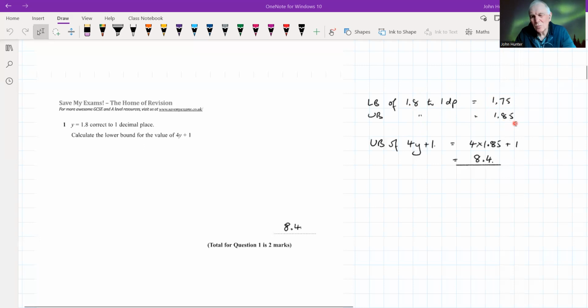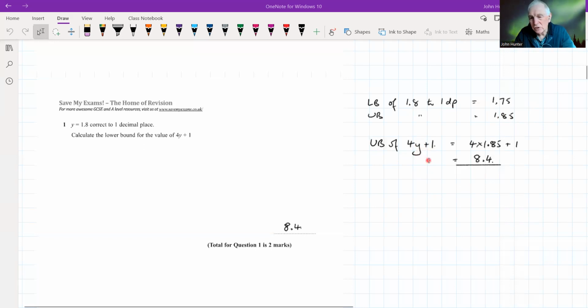That theoretically is 1.849999, well, 49 recurring, but for the purpose of these we take them as the same thing. So that is the upper bound of y. So for the upper bound of 4y plus 1, we have to go through these and decide, do we want the upper bound or the lower bound?